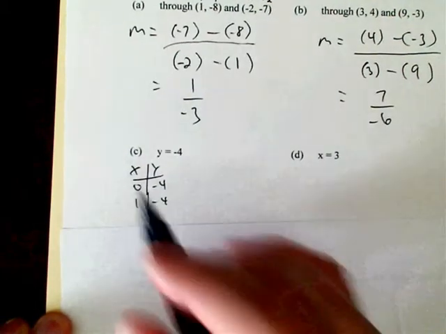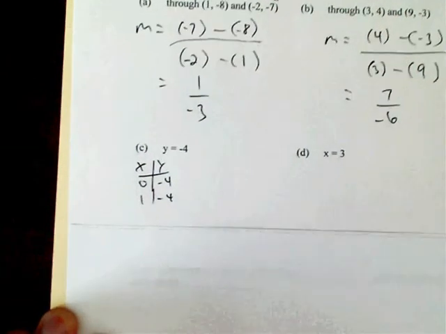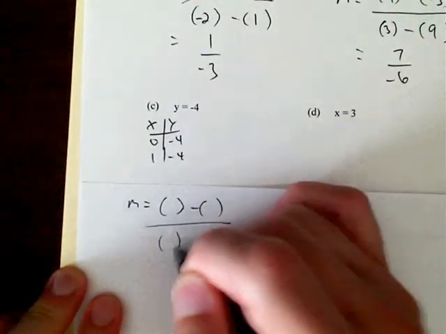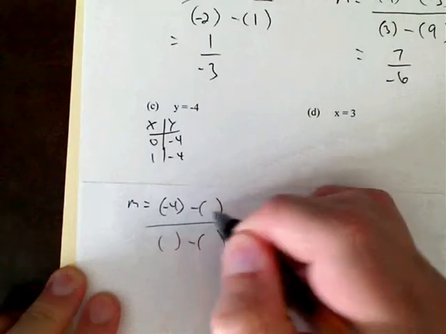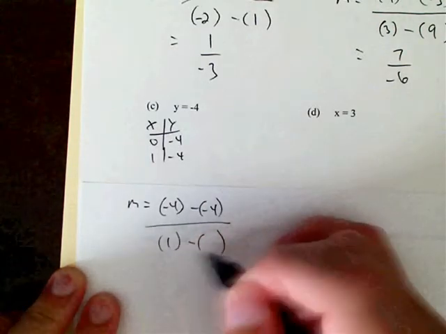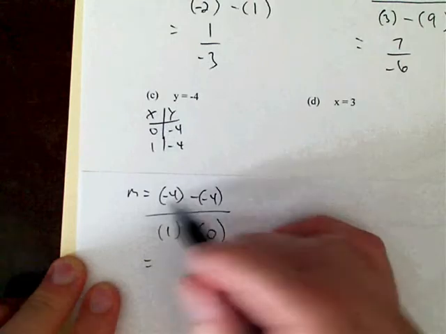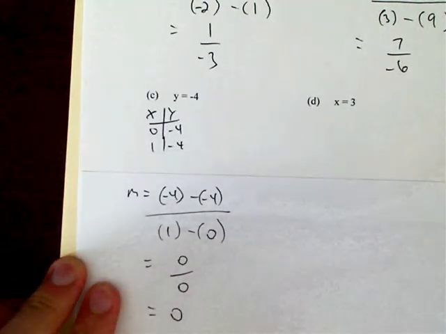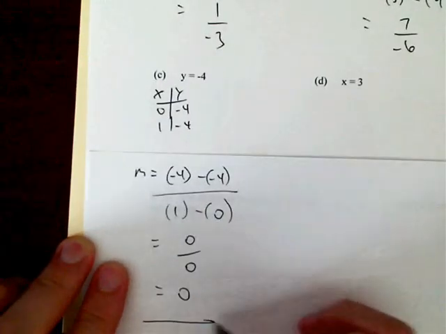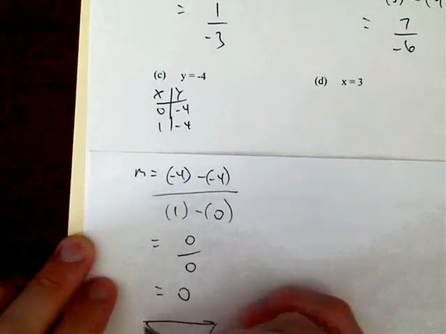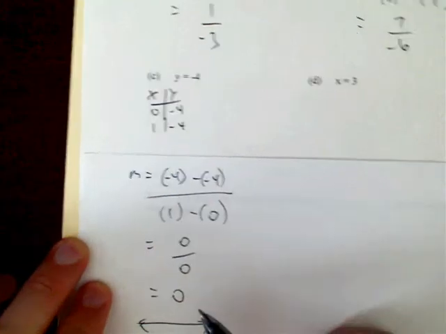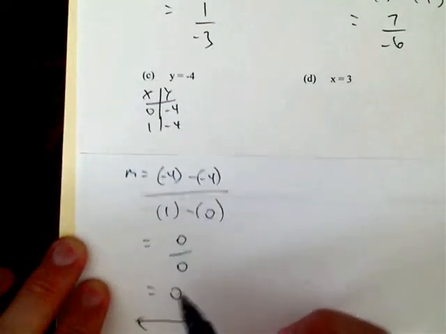So once again, I'm going to use the slope formula. It's just Y's over X's. I'm going to put negative 4 minus negative 4, and then 1 minus 0. Anything subtracted from itself is always 0, and 1 minus 0 is 1. And if you remember my horizontal example, horizontal lines, that's what Y equals negative 4 is. It's a horizontal line. Slope is always 0. Keep that in mind. Anytime you have a horizontal line, the slope is always 0. It's not going up or down. It's staying at 0 ground level.